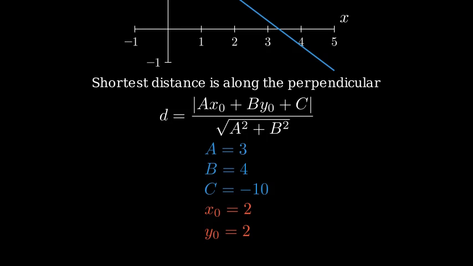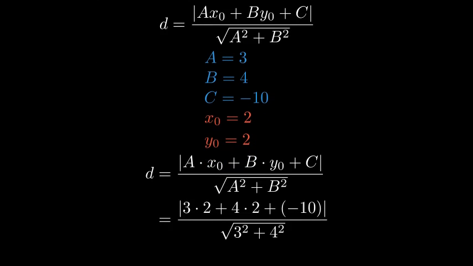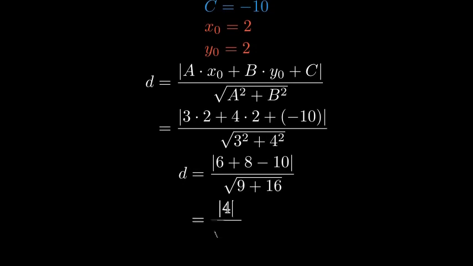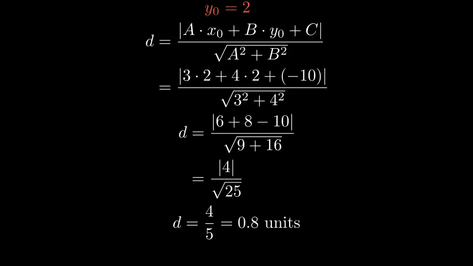Now, let's calculate the distance. We substitute our values into the formula. d equals the absolute value of 3 times 2 plus 4 times 2 plus negative 10, divided by the square root of 3 squared plus 4 squared. This simplifies to the absolute value of 6 plus 8 minus 10, divided by the square root of 9 plus 16, which gives us the absolute value of 4 divided by 5, which equals 4/5 or 0.8. So the distance from the point (2, 2) to the line 3x + 4y - 10 = 0 is 4/5 or 0.8 units.